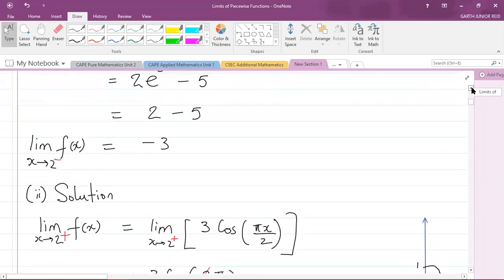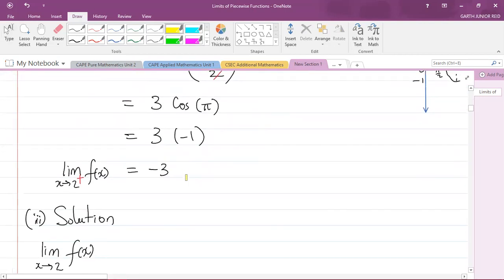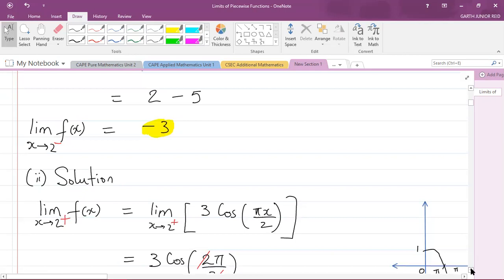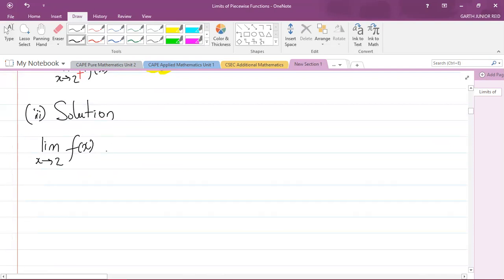If you remember your knowledge from limits, in order for the limit of f of x as x approaches 2 to exist, it means that the limit of f of x as x approaches 2 from the left, this value here, must be equal to the limit of f of x as x approaches 2 from the right, that value there. And clearly you can see that they are both equal. The limit from the left is -3, and the limit from the right-hand side is -3. So since both of those are equal, I can say that this is equal to -3.